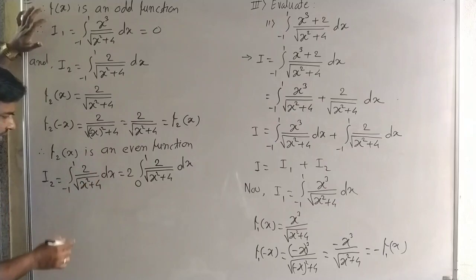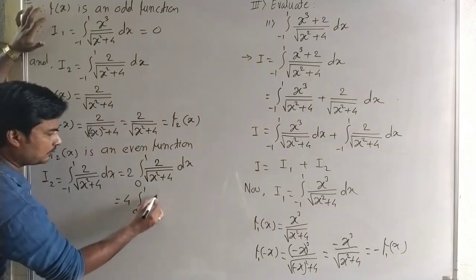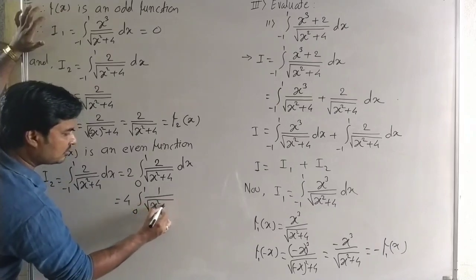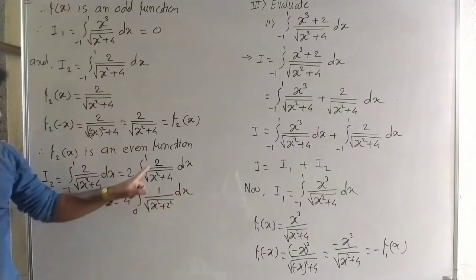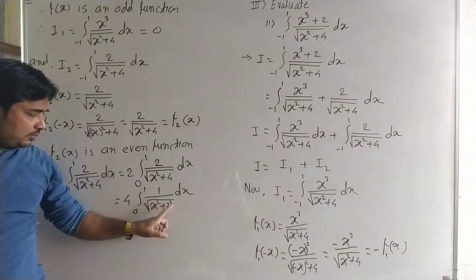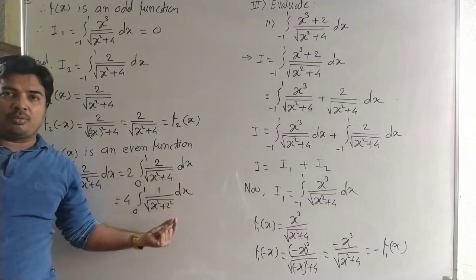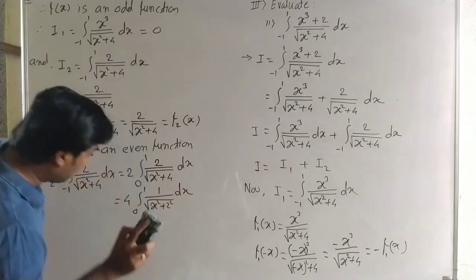And now we solve this integral, and therefore it is 4 into integral 0 to 1 of 1 upon under root x square plus 2 square dx. Okay, that means here 1 upon under root x square plus a square, special integrals, it is log of x plus under root of x square plus a square. So we can write directly the integral.